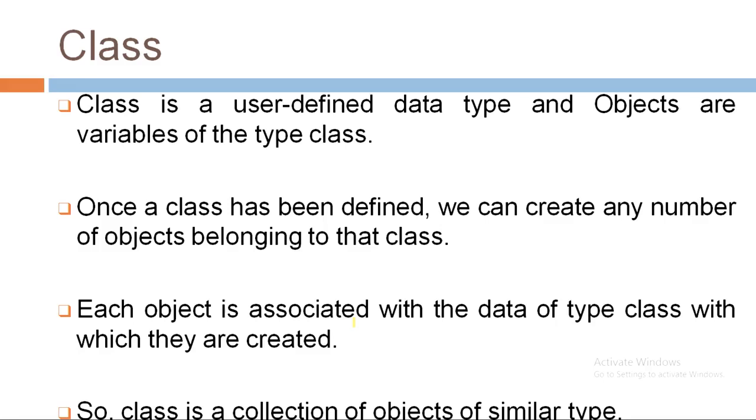Now let's see the class. A class is a user-defined data type and objects are variables of that type of class. Means class is a data type of which we can create a variable and that variable is called an object. These data types are user-defined data types. So once a class has been defined, we can create any number of objects belonging to that class. Each object is associated with the data of the type class with which it was created. So we can say class is a collection of objects of similar type.